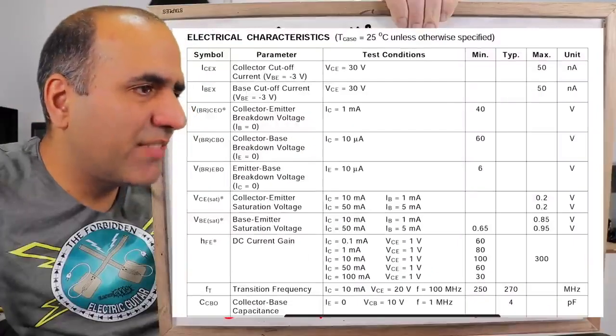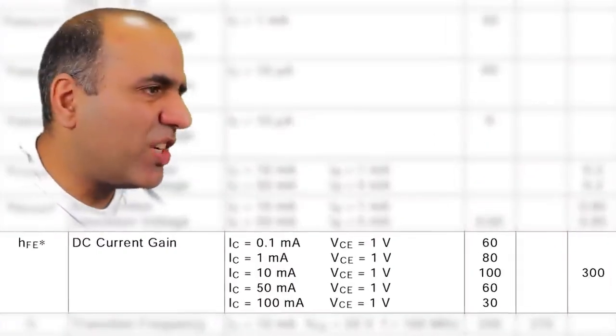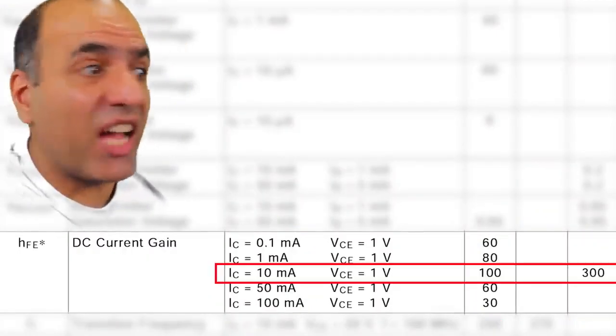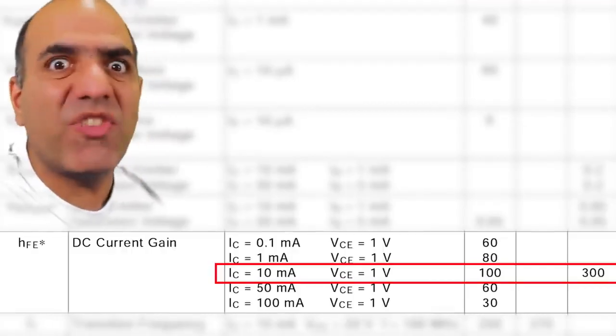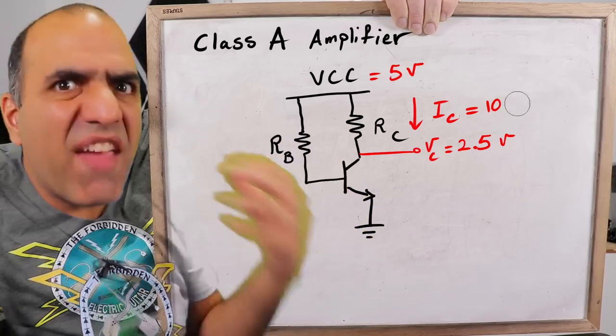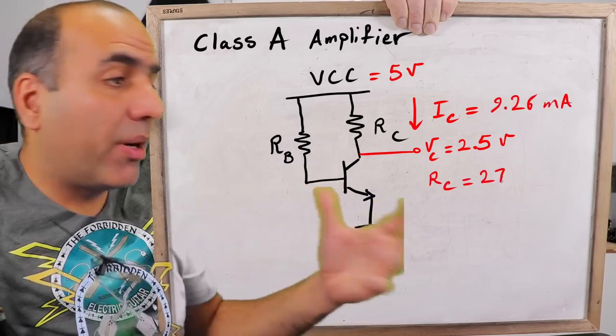Looking at the datasheet, HFE not only changes significantly by the collector current, even at a fixed IC there can still be a huge variation. That's why we should design a circuit that doesn't rely so heavily on the inaccurate transistor parameters.